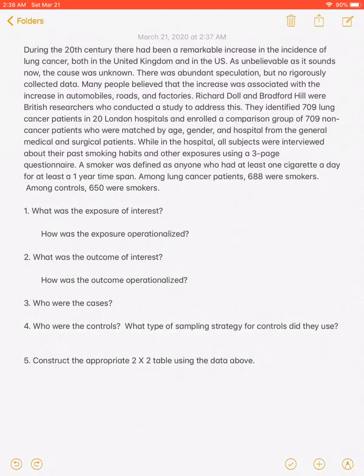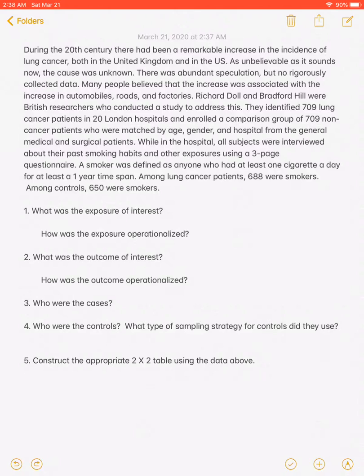But the big way you know this is a case study is because they started by finding people with the disease, and then they worked backwards to go find people to match them who weren't sick. Anytime we start with the health outcome of interest, we're looking at a case control study in this kind of scenario.